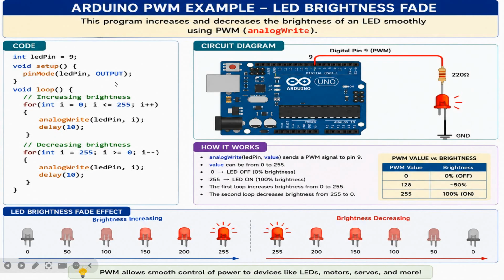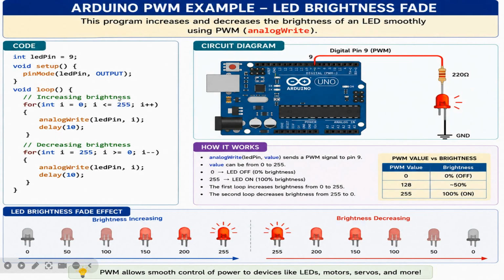First I'll tell you this, that is analogWrite(ledPin, i). It will send a PWM signal to pin 9. Here we are using analogWrite ledPin comma i, so it will send the PWM signal to pin number 9. We have defined the ledPin variable as 9. Now for 0 the LED is off, for 255 the LED is on.